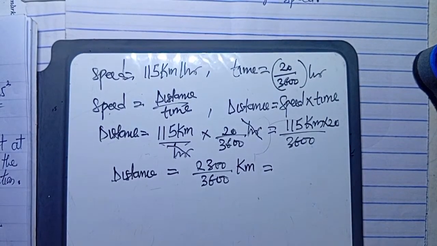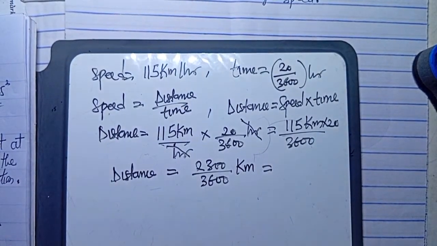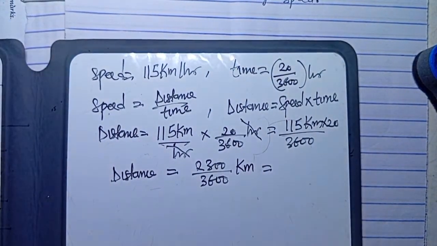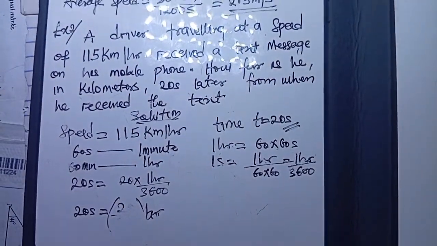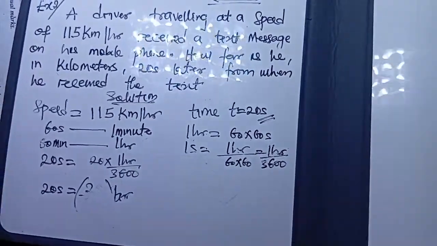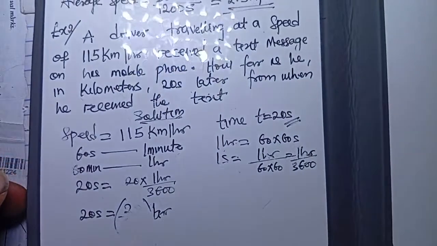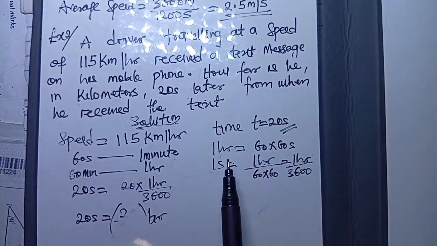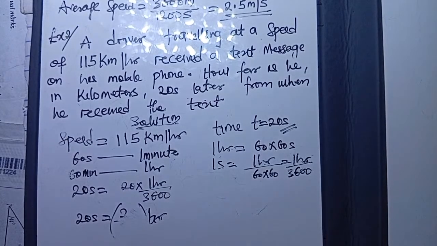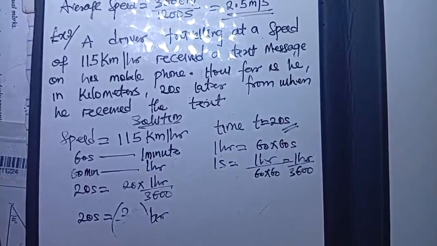Okay. It says, sir, why are we multiplying by 60 together? Okay, there's a question from that place. Is it from here? Yes, it is from the conversion. That is the reason we are multiplying by 60.